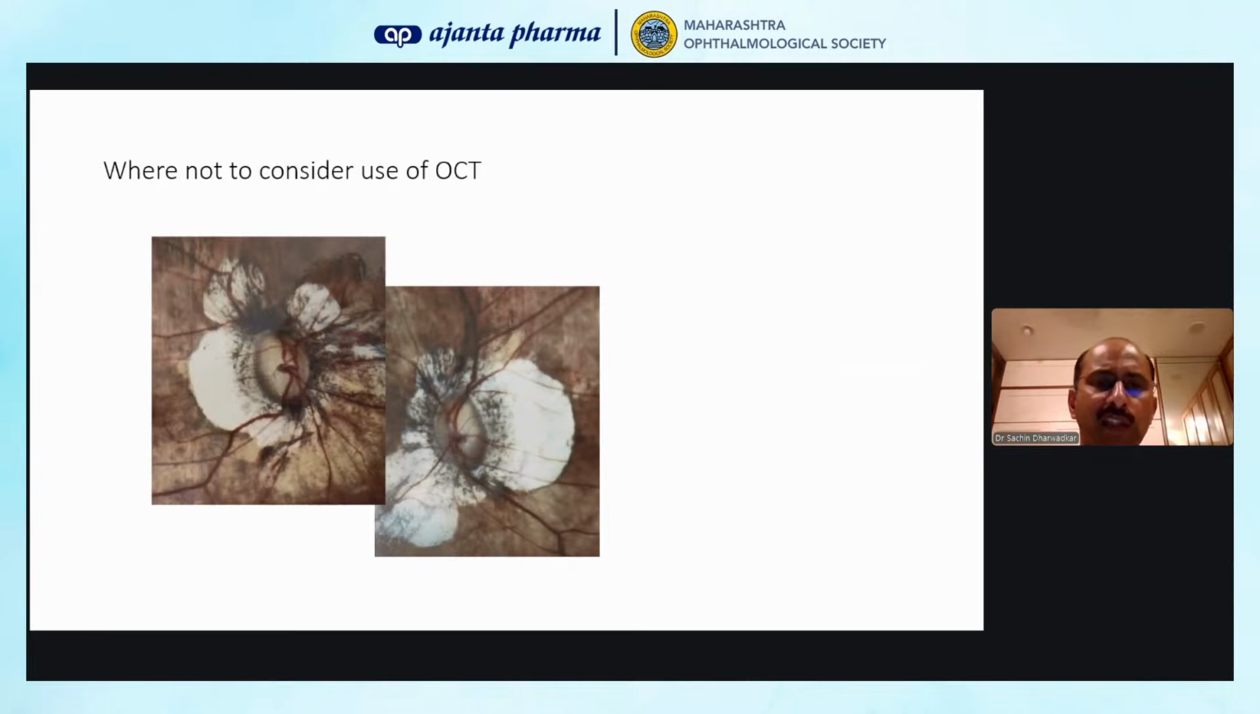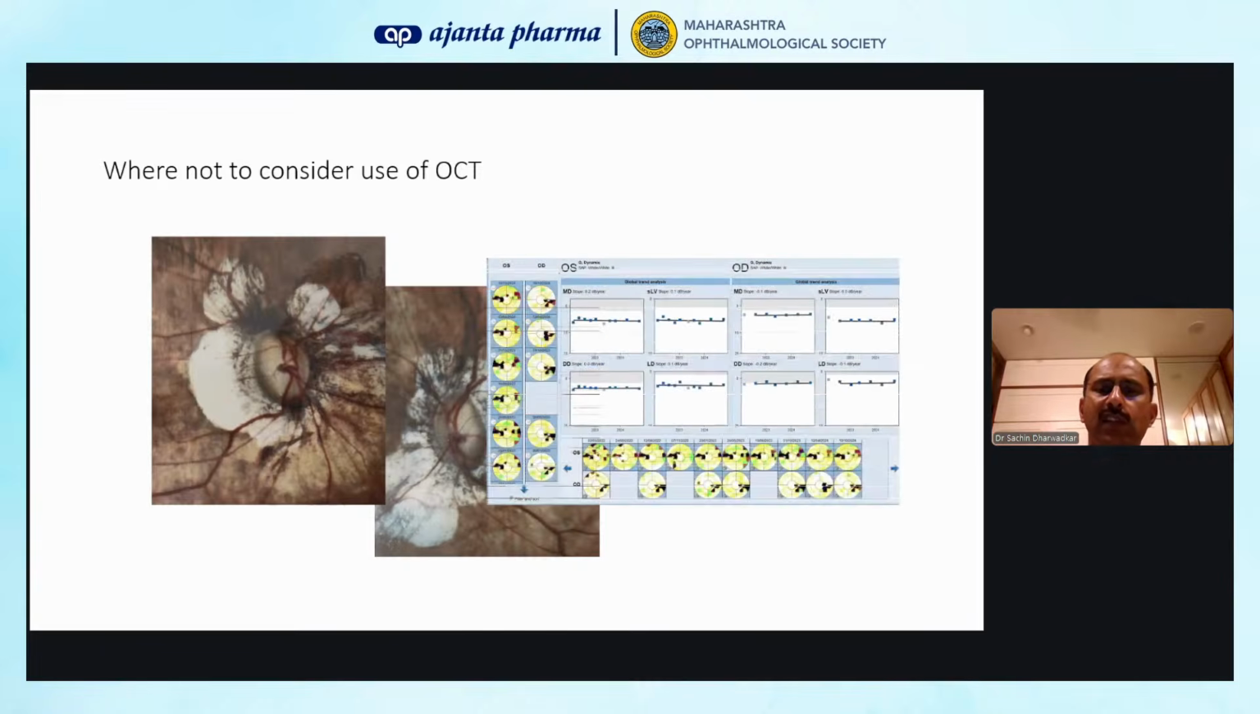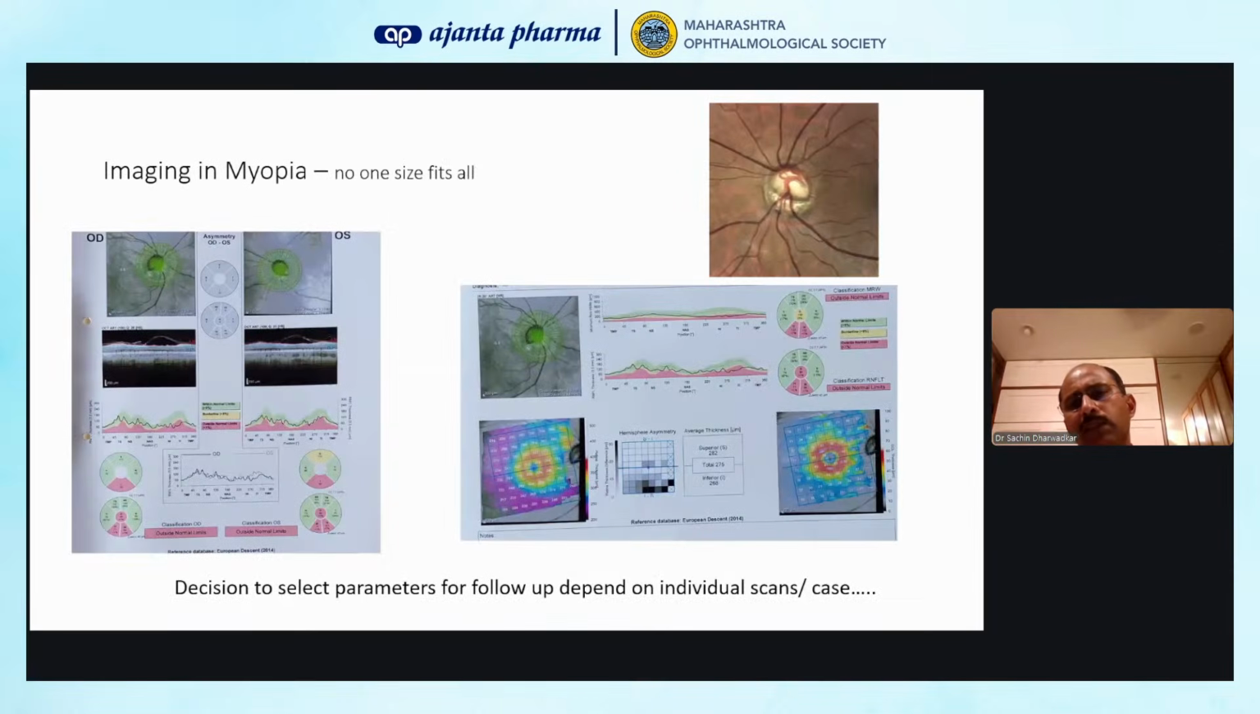Megalopapilla of that size is very rare, not to come under the domain of OCT. But peripapillary atrophy and peripapillary staphylomas definitely exclude OCT as a modality of diagnosis. These cases do extremely well in perimetry, and you can follow them up with a lot of confidence. Whereas imaging in myopia is definitely not a no-go zone.